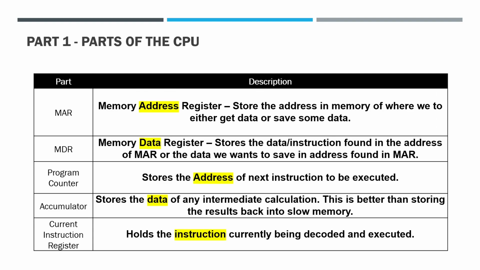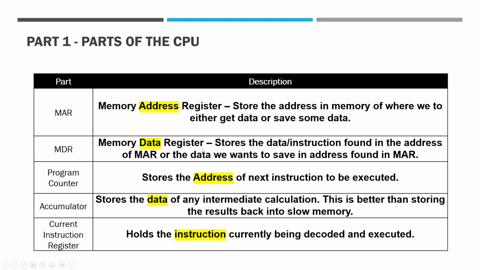So here are the registers that you need to understand, and there are 5 in the A level. You only knew 4 before. So the memory address register, this holds the address in memory, RAM, of where we want to either get or save some data. So basically, it's where you would want to save some data to or get some data from. Okay, so that's basically what that is, because the MAR and the MDR are in charge of getting things in RAM, and we'll go through that a bit in a minute.